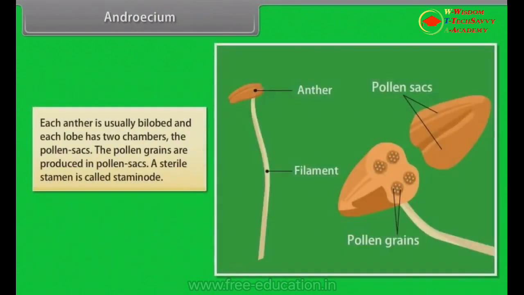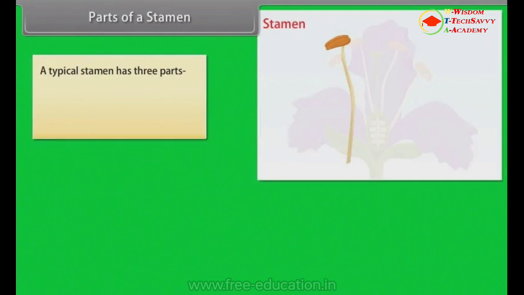Each anther is usually bilobed, and each lobe has 2 chambers, the pollen sacs. The pollen grains are produced in pollen sacs. A sterile stamen is called staminode. A typical stamen has 3 parts: filament, anther, connective.